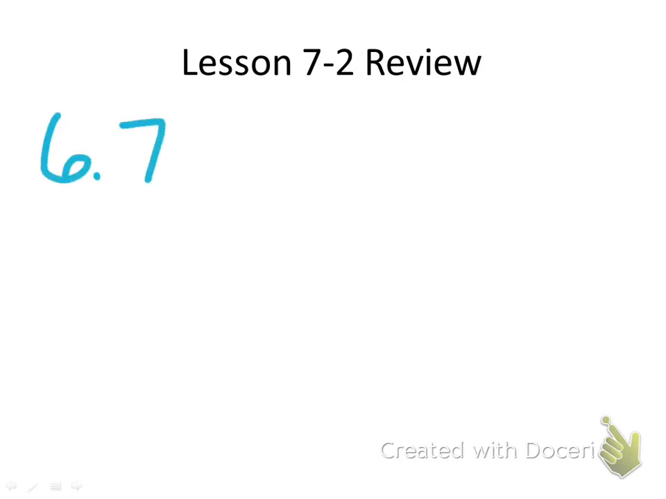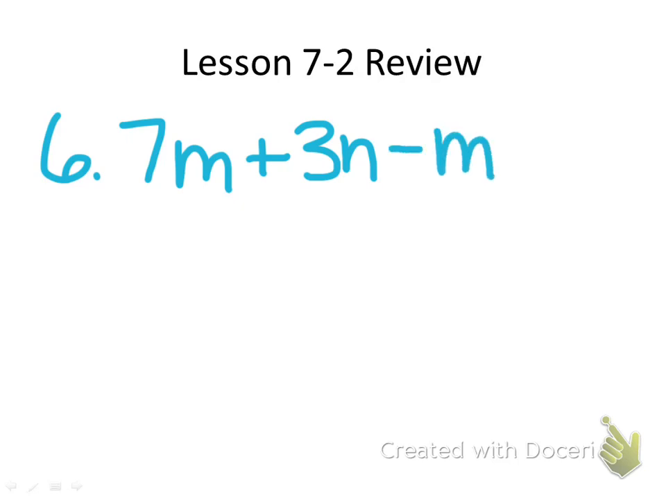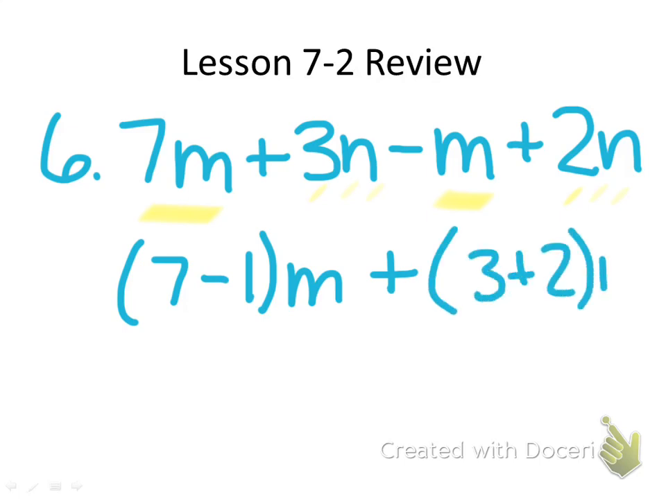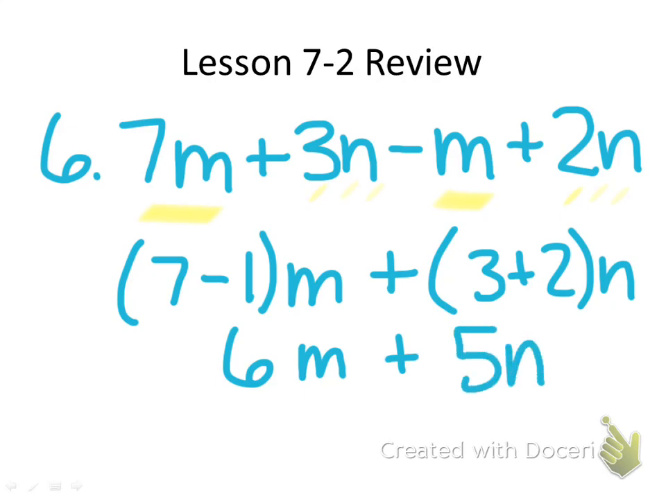We have 7m plus 3n minus m plus 2n. Well, I see that we have a couple things in common. We have m's and we have n's. So let's put our m's together. We have 7 minus 1m plus 3 plus 2n. So now I can find that my answer is 6m plus 5n. We combine like terms to find the answer, 6m plus 5n.